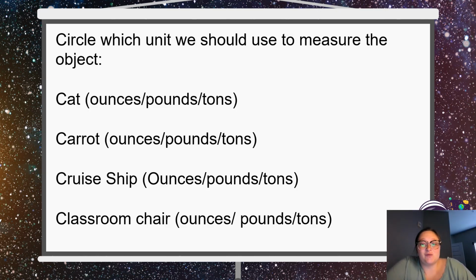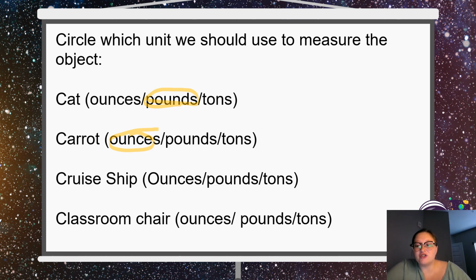If we're measuring a cat's weight, should we measure it in ounces, pounds, or tons? That's right, pounds. What about if we're measuring a carrot? Should we use ounces, pounds, or tons? That's right, ounces.